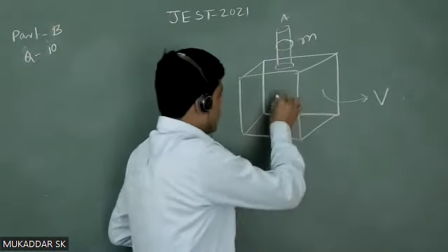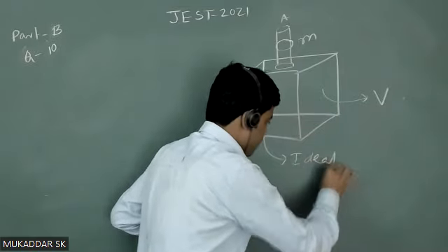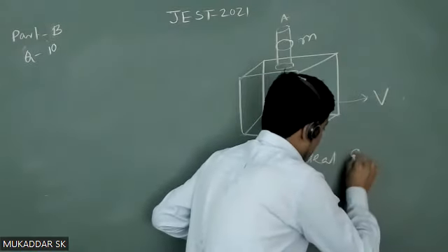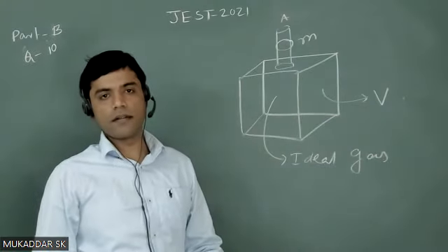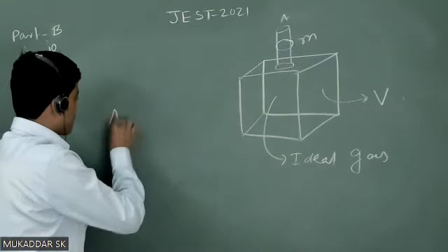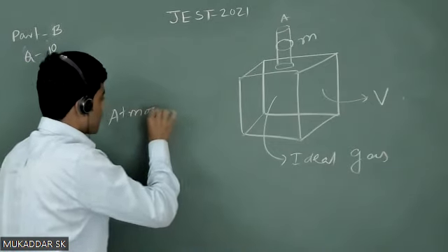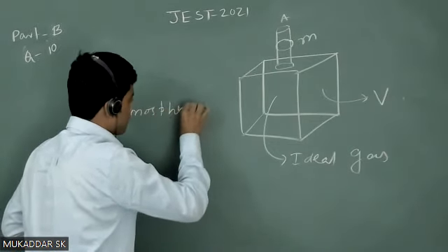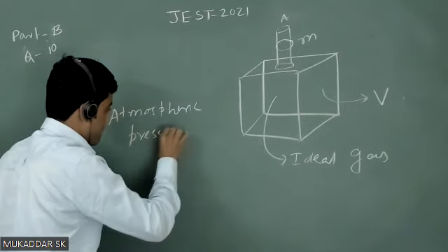Inside this cubical box, there is an ideal gas. This box contains ideal gas. The pressure inside the box is given, which is higher than the atmospheric pressure. Pressure P.